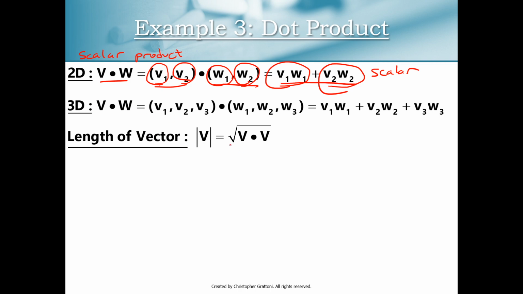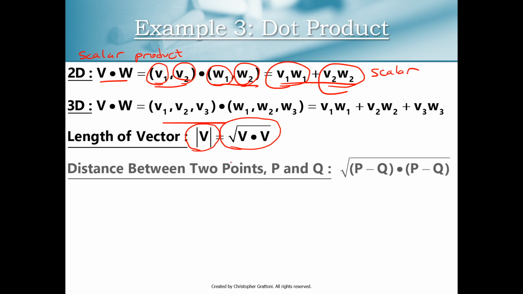In terms of the length of a vector, this notation here is not absolute value. That means the magnitude of vector v. And one way that you can compute the magnitude of a vector, or the length of a vector, is the square root of the dot product of the vector with itself. There's also a 3D distance formula. Hey, guess what? These are the same formula.